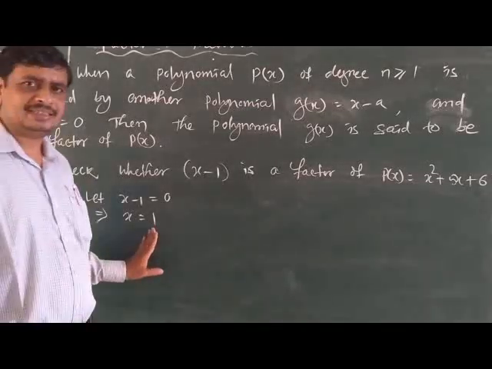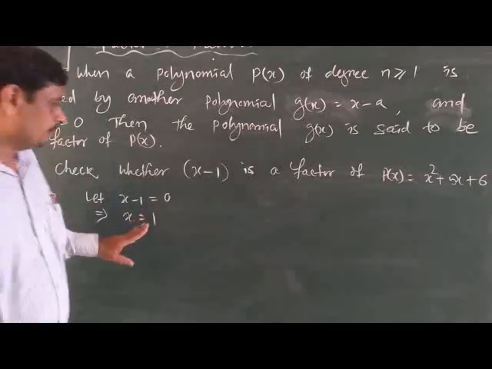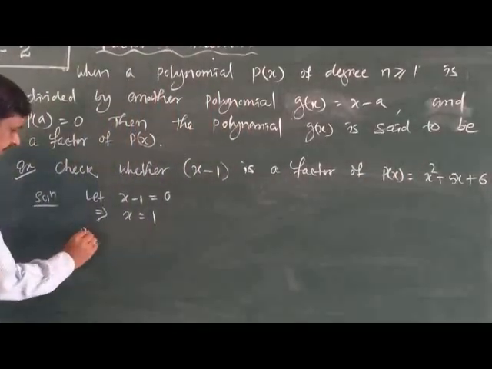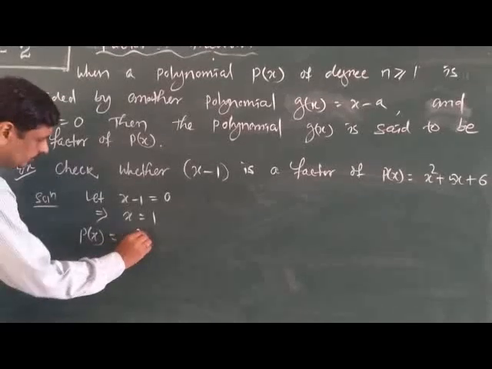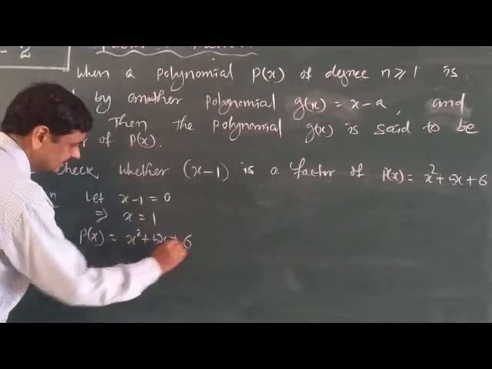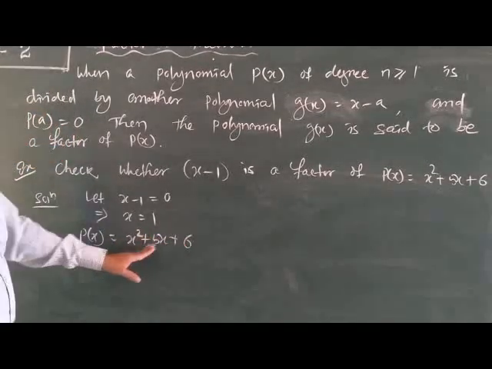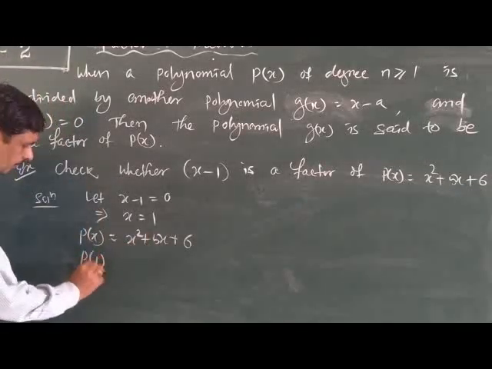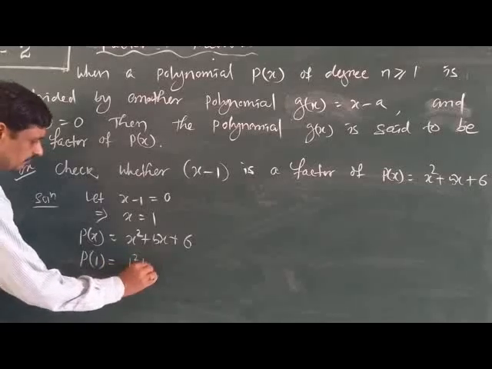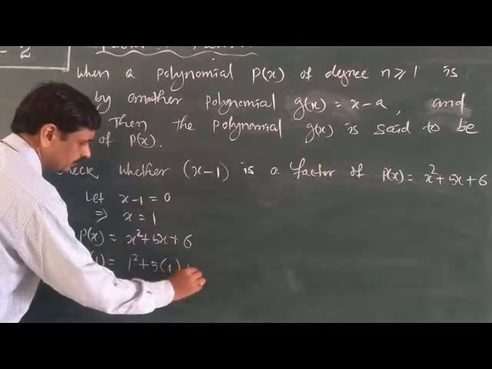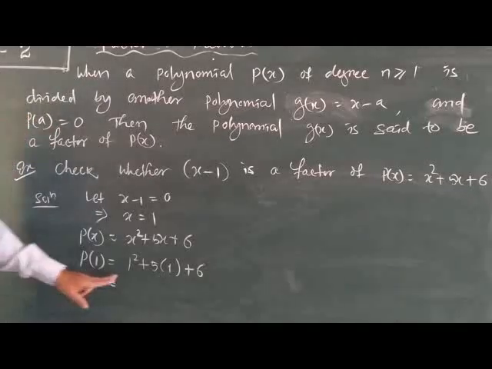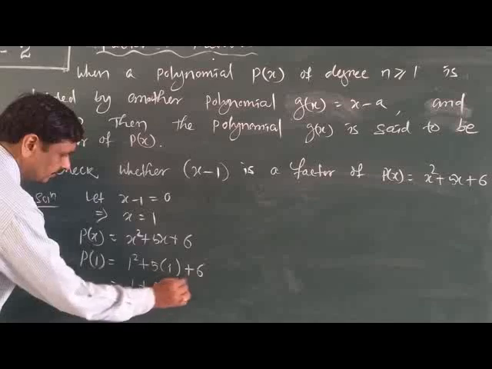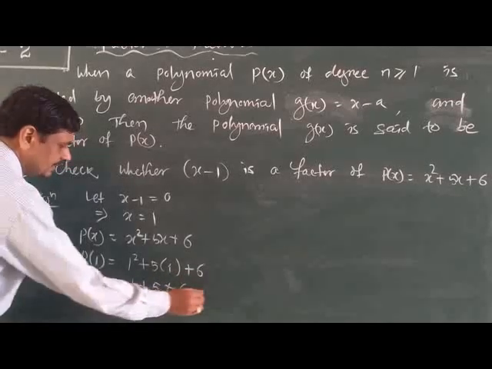This value of x we put in the polynomial p(x). Here p(x) is x square plus 5x plus 6. Now this x is replaced by 1. P(1) is 1 square plus 5 into 1 plus 6. 1 square is 1, 5 into 1 is 5, plus 6, and the value is 12.